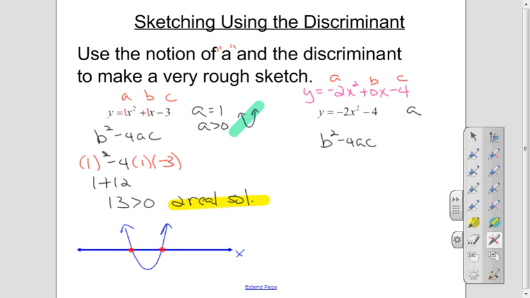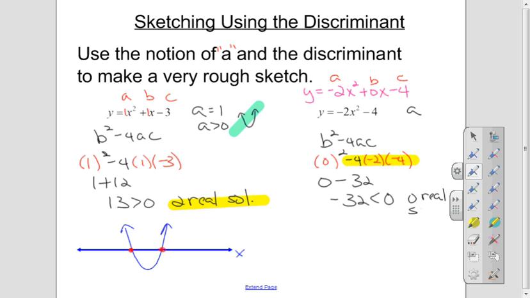So here we go. We've got 0 squared minus 4 times -2 times -4, which is going to give me 0, and then 3 negatives multiplied together is a negative. We've got 32, which is -32, which is less than 0, so it's no real solutions, which means no x-intercepts.